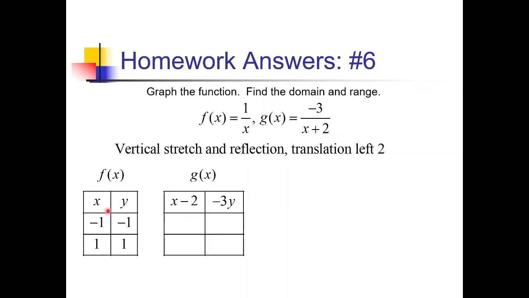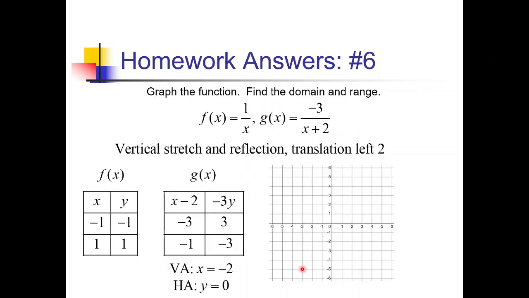For my x's, -1 minus 2 is going to be -3. 1 minus 2 is -1. And for the y's, -1 times -3 is 3, and 1 times -3 is -3. Since I went 2 to the left, that means my new vertical asymptote is x equals -2. I didn't shift up or down at all, so my horizontal asymptote is still y equals 0.